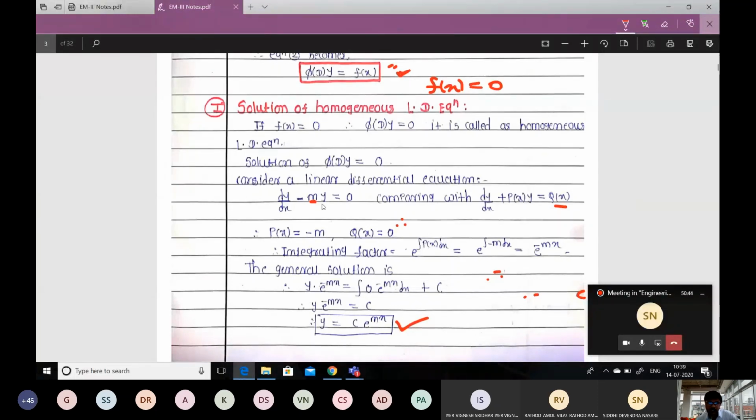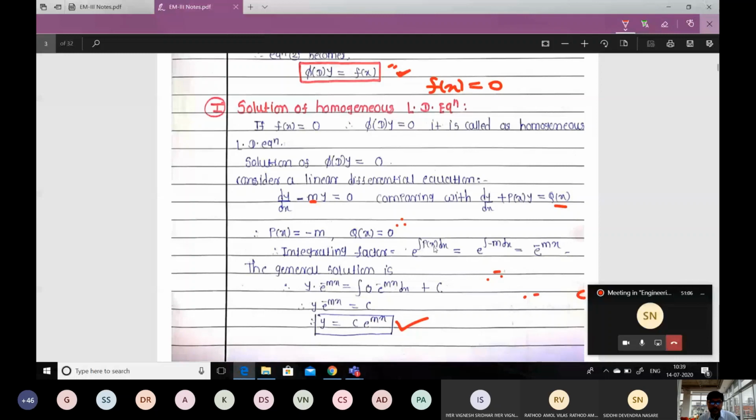Corresponding to this differential equation, if we compare with the linear differential equation, we can obtain the value of p of x as minus m, and the value of q of x, that is the right hand side, is nothing but 0. And there is a well-known method to find the solution of a linear differential equation. You have to find the integrating factor. So what is the formula for the integrating factor? It is simply e to the power integration of p of x dx.